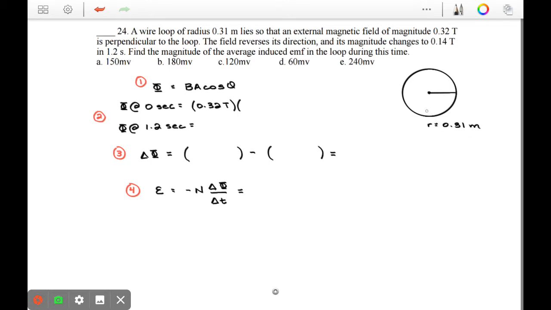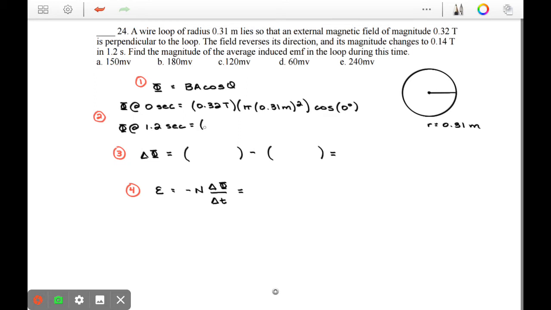The surface area for a circle is just equal to pi times the radius, which is 0.31 meters squared, times cosine of 0. And I'm using 0 because cosine of 0 is equal to 1, and so this shows that this is perpendicular. Now I can calculate this out, but then I'm going to solve for the magnetic flux at 1.2 seconds.